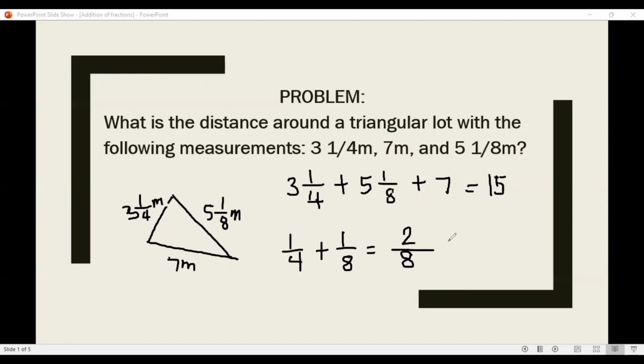So we know now that 1/4 is the same as 2 over 8. And then the 1/8 will just be copied because that has already a denominator of 8. Therefore, the answer that we are getting here is 3 over 8, or 3/8. And we are done. So the answer that we should get is 15 and 3/8. And we don't forget to put the unit of measure, which is in meters.